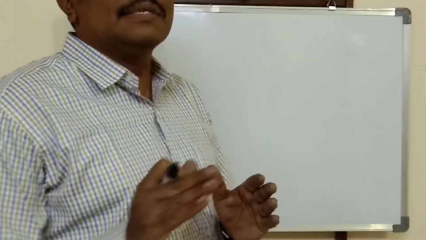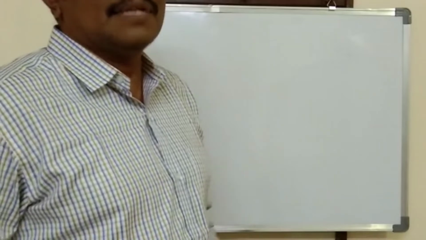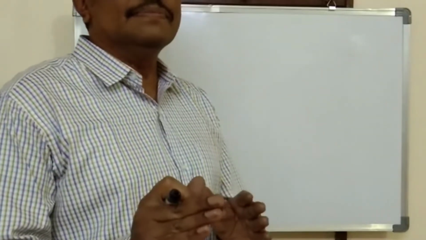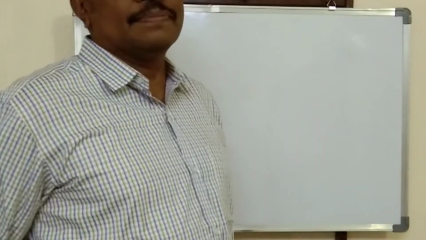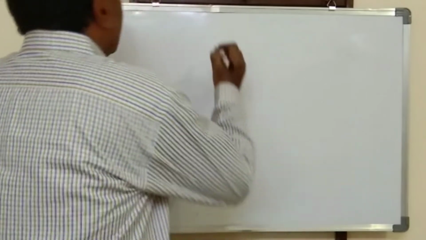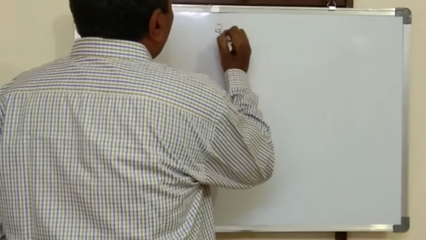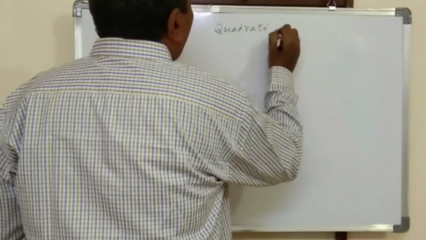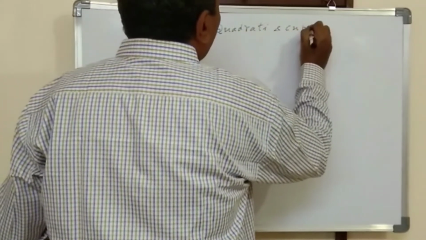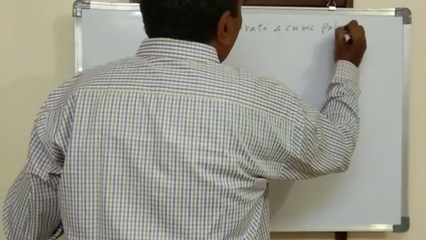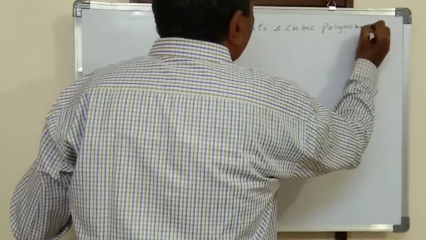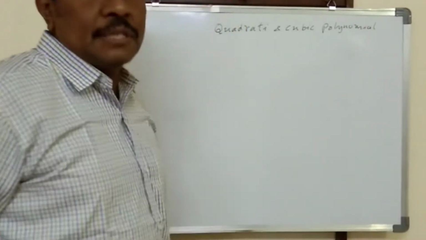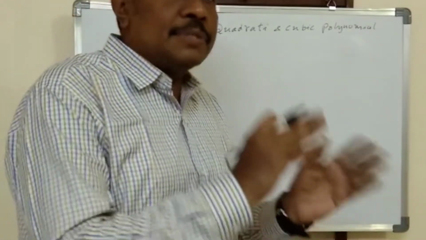Certain polynomials can be formed by using their factors. That means their factors will be given, and we have to form a polynomial, especially a quadratic polynomial and a cubic polynomial. These are the two polynomials that we can form by using their factors.